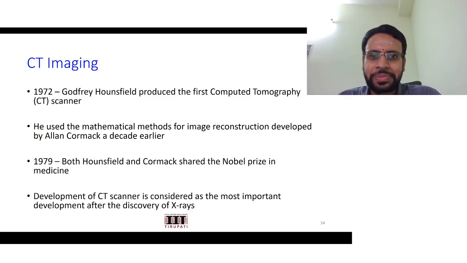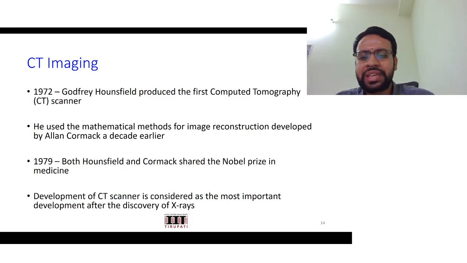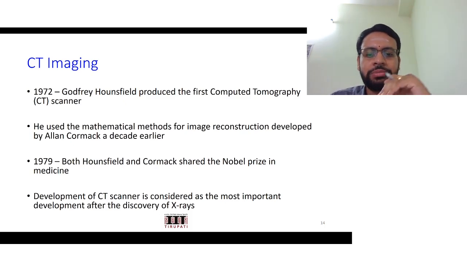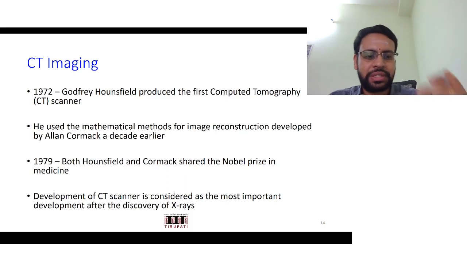Again, it is very unusual that within 7 years of the development of the first computed tomography scanner, both Hounsfield and Cormack shared a Nobel Prize, and this time it was in medicine. The earlier one was the first Nobel Prize in physics, Röntgen's, and this is the Nobel Prize in medicine. As I mentioned, the development of the CT scanner is considered the most important development in the medical domain after the discovery of X-rays.